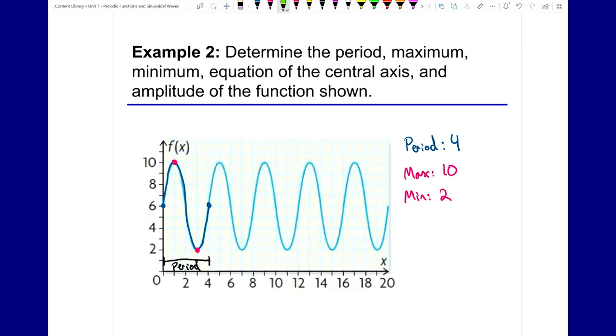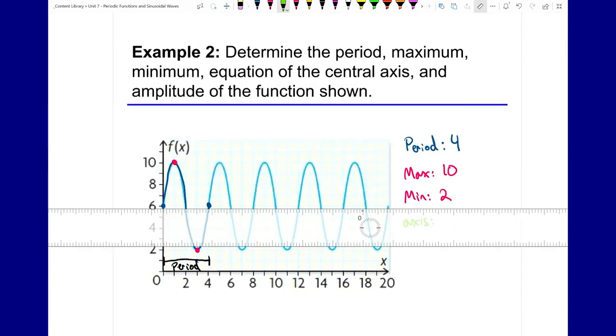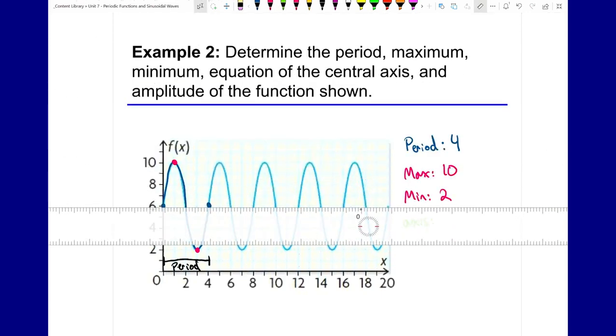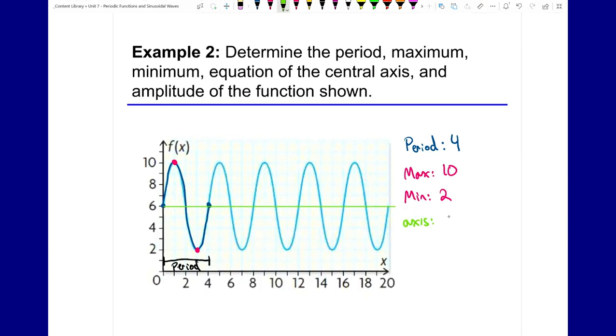The equation of the central axis, the midline. Again, I can roughly estimate it or draw, or I can see that it's going to start at the midline. So wherever that starting value is at the midline, that is where my axis is going to be. And in this case, it is going to be 6. I could also determine it by doing the max plus the minimum divided by 2, or 10 plus 2, which is 12 divided by 2, which gives us 6 again.